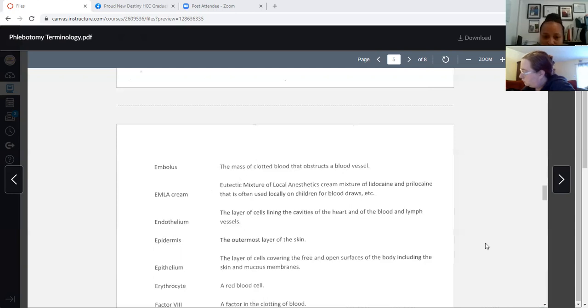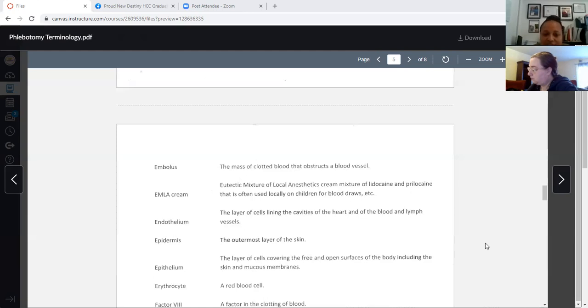So that's a cream that they'll put maybe in the antecubital fossa area to numb the area, or they'll put it on the hand if they're going to draw the blood from the hand, so that it'll be less painful, or maybe not painful at all for the child, so that they don't feel it.